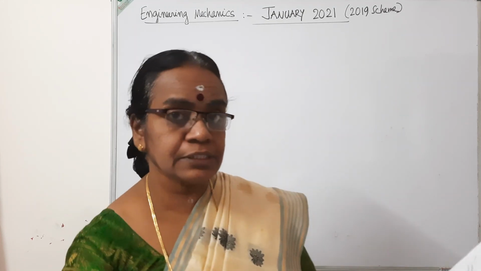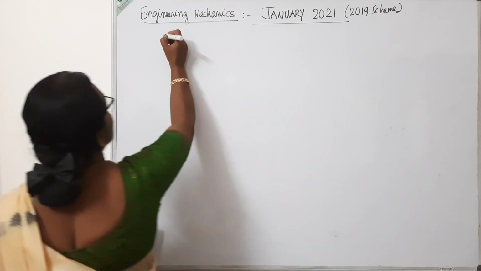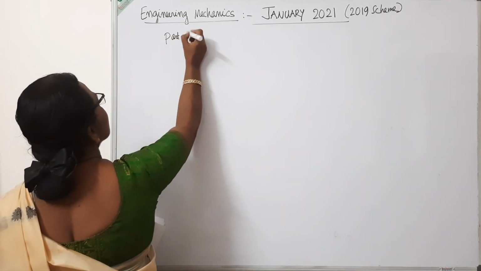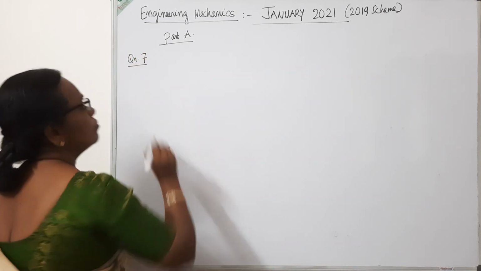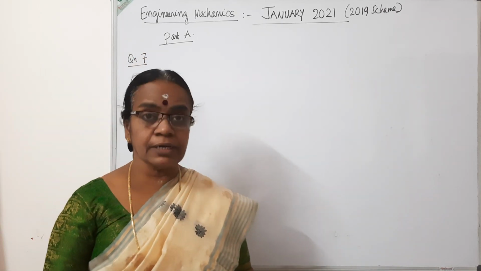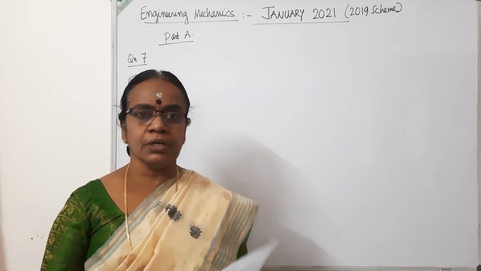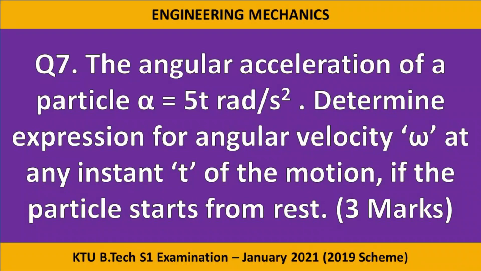The part A, question number 7, for 3 marks. I'll read the question and the questions will be given to you in the description box. The angular acceleration of a particle is alpha equals 5t radian per second square. Determine expression for angular velocity at any time instant t of the motion if the particle starts from rest.